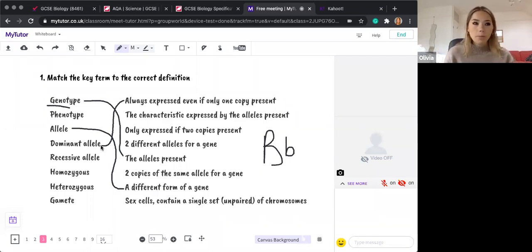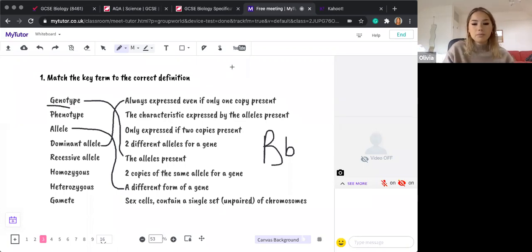So say, for example, I might have inherited the allele of my gene for eye colour. I might have inherited the allele for brown eyes from my dad and the allele for blue eyes from my mum. But if the allele for brown eyes is dominant, then I would have brown eyes. So a dominant allele is always expressed even if we only have one copy present.